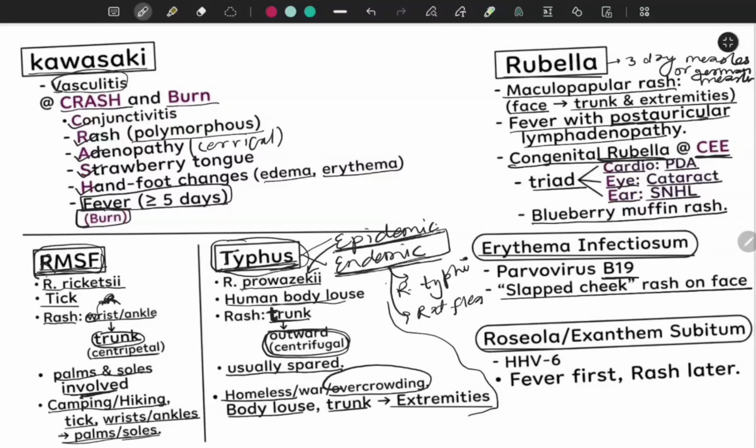Roseola infantum, also known as exanthem subitum. This is caused by human herpes virus 6 as well as 7. And for this, just remember, fever appears first and then suddenly disappears. And after that, only the rash appears. So fever first and then rash later.